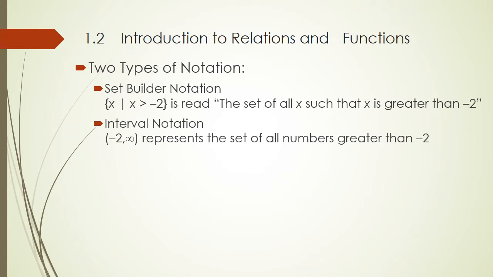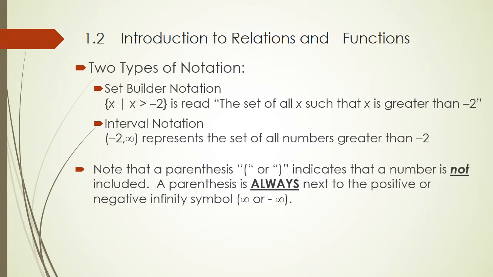We also have what's called interval notation, and it looks something like this. Got a parenthesis with a -2, a comma, and an infinity. This means the exact same thing as the previous set builder notation. It's the set of all numbers that are greater than -2. The set goes from -2 to infinity.